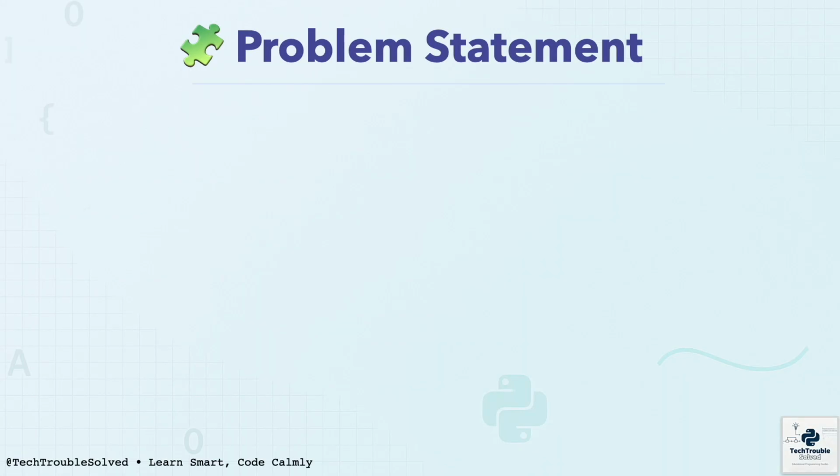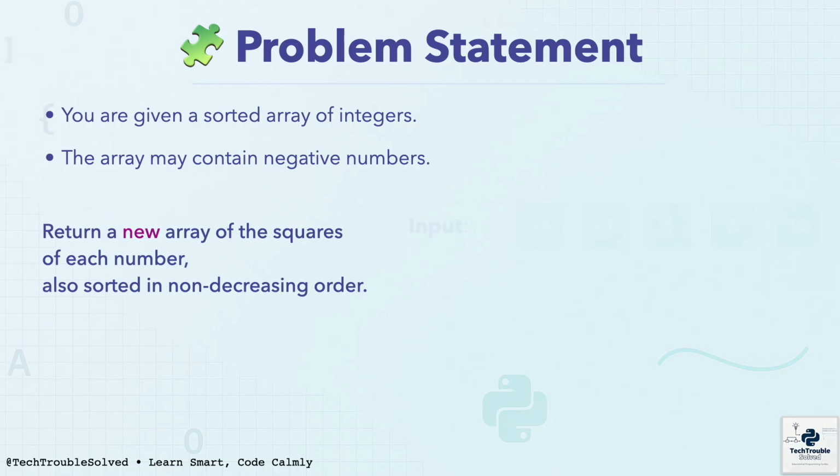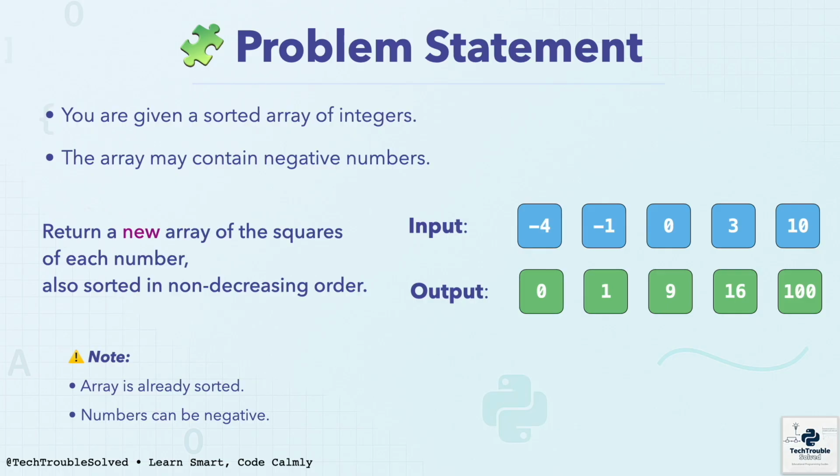So here is the problem statement. We are given a sorted array of integers. The array can contain negative numbers. The task is to return a new array containing the square of each number, and the result must also be sorted. The sorted part is important. We will use it later.